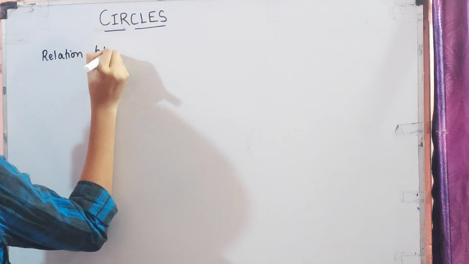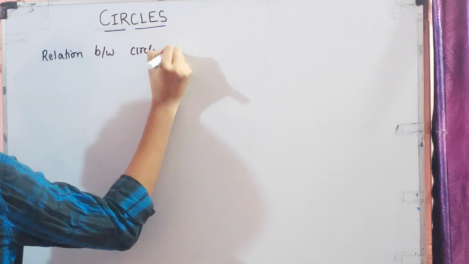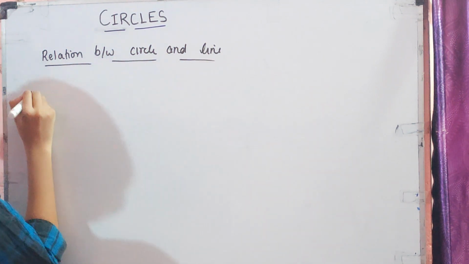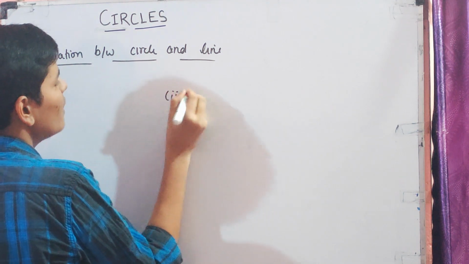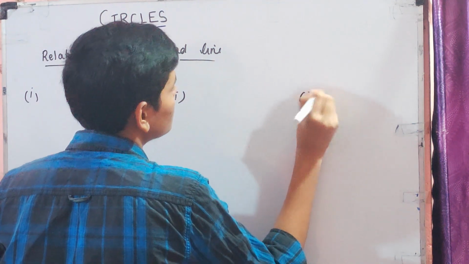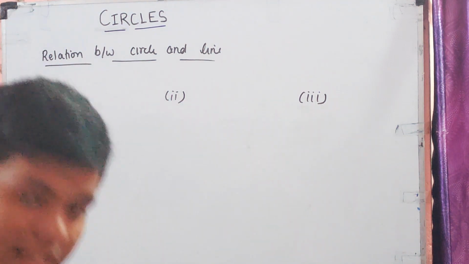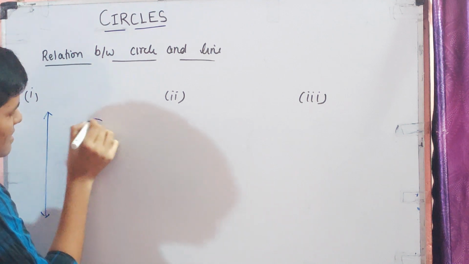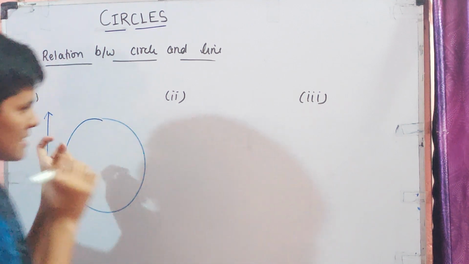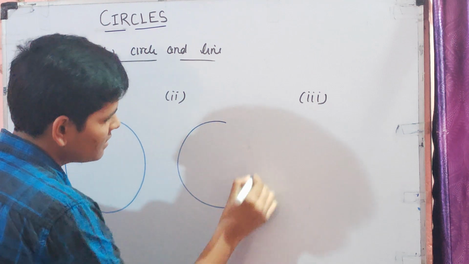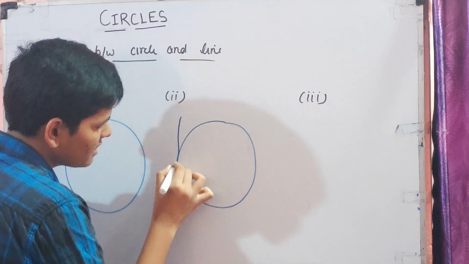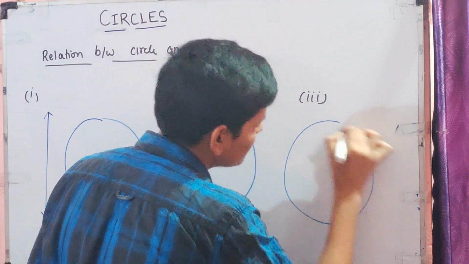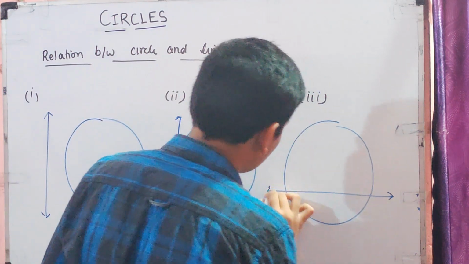Relation between circle and line. So we are going to take three cases, case number 1, case number 2 and case number 3. In the first case, this is a line and this is a circle. In the second case, this is again the circle. This time the line is touching the circle and going. And the third case is, this is a circle and the line is crossing it.